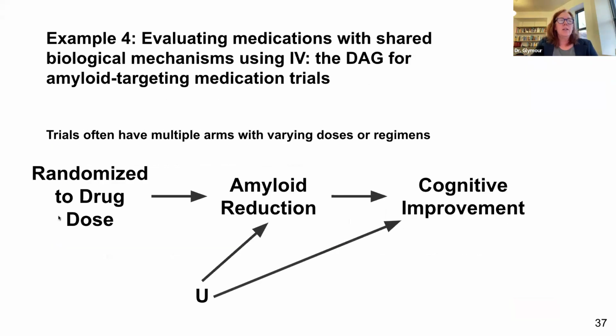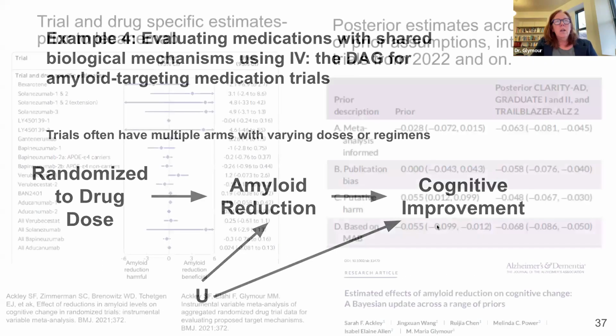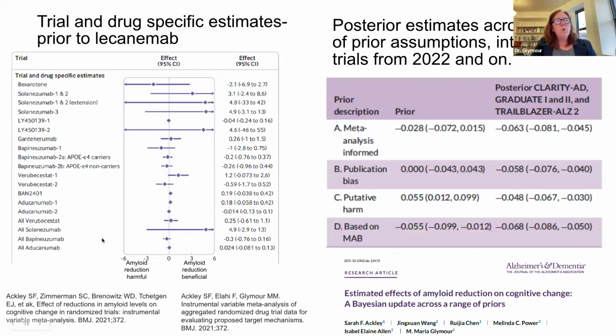Here is the DAG again, where you have people randomized to various drug doses ranging from 0 to the high dose, amyloid reduction, which is what we're really interested in as an exposure, and cognitive outcomes. On the left is Sarah's first paper looking at this, which she published in BMJ, along with a methods primer about the idea. You can see there's an IV effect estimate for each trial, and a lot of heterogeneity in how informative each trial is.